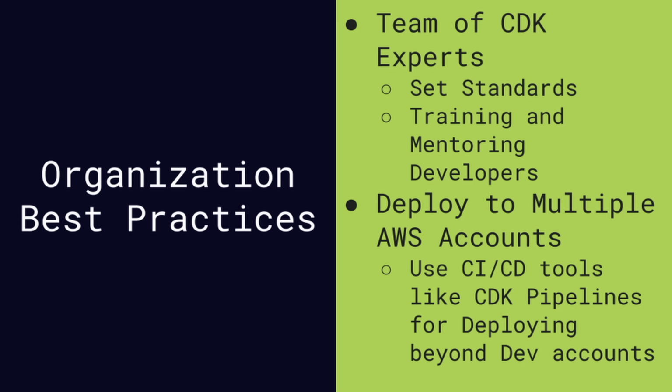AWS also recommends the practice of deploying to multiple AWS accounts. For example, having separate production, QA, and development accounts. You should use continuous integration and continuous deployment tools like CDK pipelines for deploying beyond development accounts.